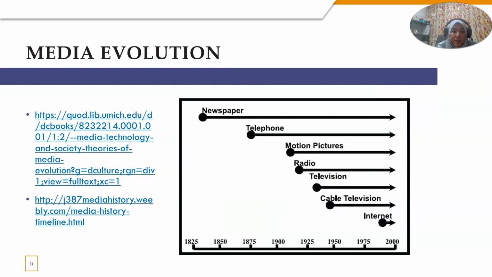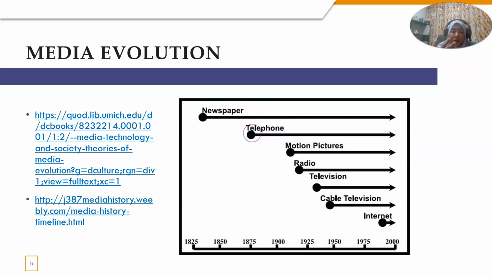This is another media evolution I want to share with you. In terms of the timeline, you can see the years and the media that started and evolved. All the media is still available nowadays, but some of it has transformed into different technology. For example, newspapers, we have printed and also digital.